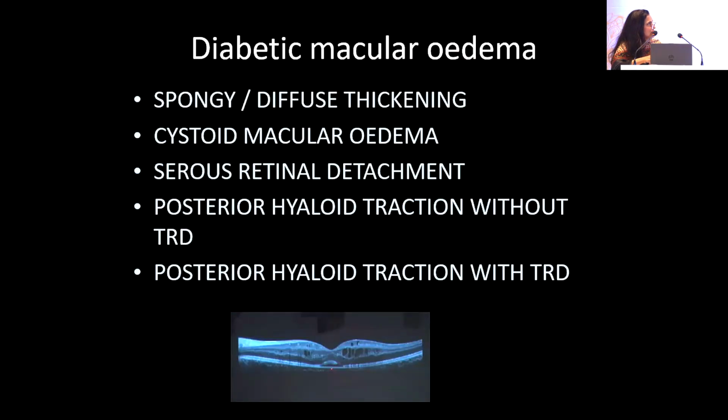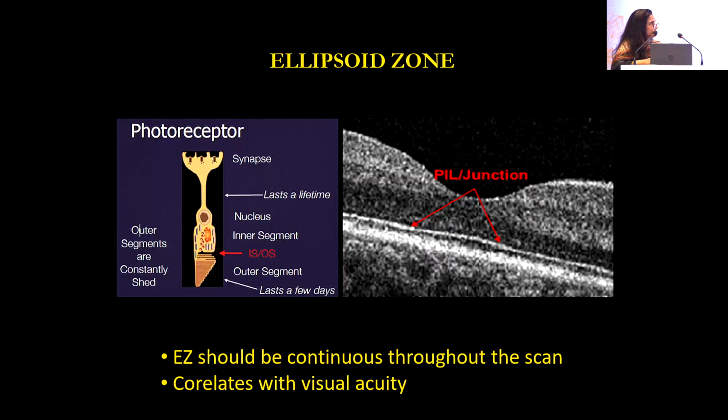Diabetic macular edema can have the spongy pattern, a cystoid pattern, a serous detachment like this. And most important, when you're assessing a patient of diabetic macular edema, see the vitreoretinal interface, whether there's any taut posterior hyaloid and epiretinal membrane over there or not.